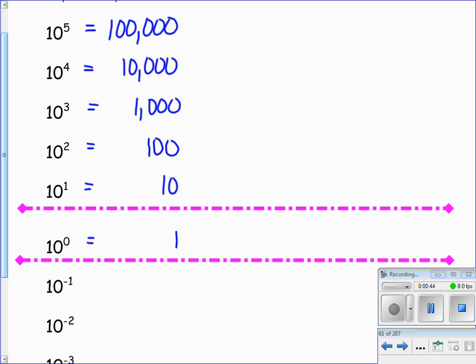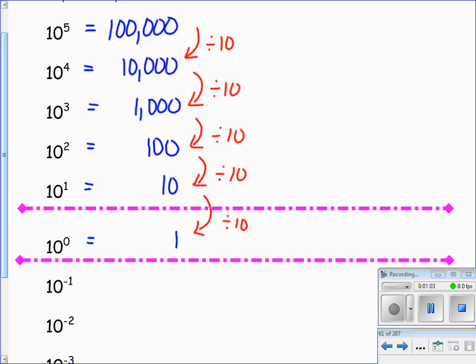And the reason why this happens is if we notice, every time we are decreasing the exponent by 1 for base 10, in essence we are dividing by 10. And that holds true for the 0 power as well. 10 divided by 10 is equal to 1.